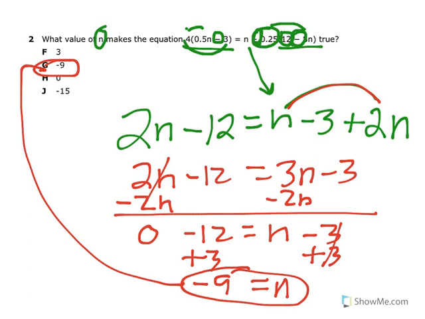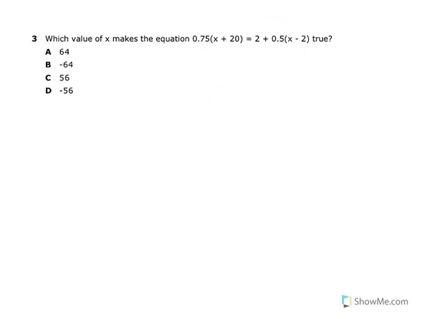Okay, let's look at one more example. Which value of x makes the equation 0.75 and so forth true? Same thing. All you're doing is solving for x, and this is multiple choice. So you notice again you have distribution on both sides. So 0.75 times x is 0.75x.